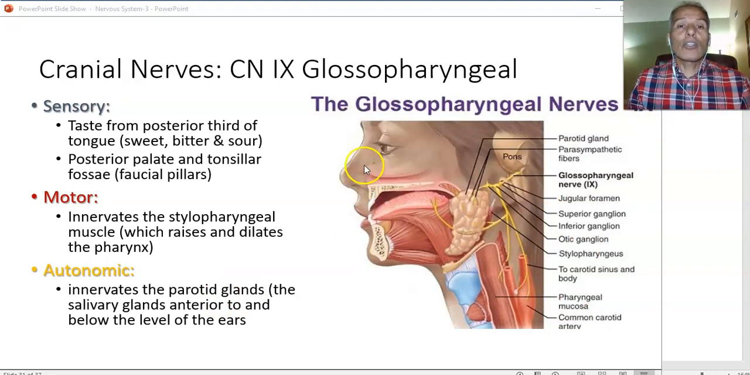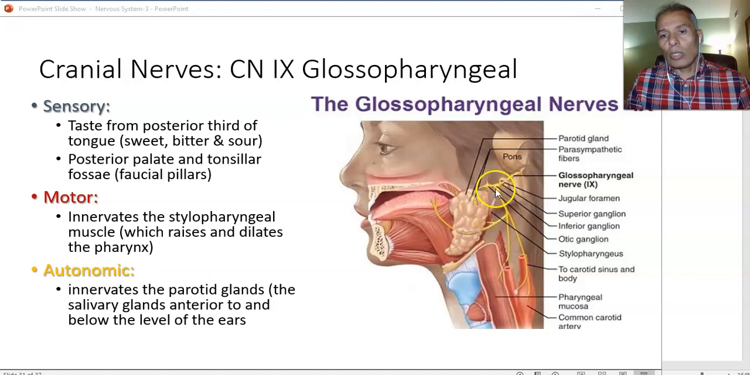The glossopharyngeal nerve. Glossus means tongue. Pharyngeal means pharynx. So the cranial nerve is number 9. It innervates parts of the tongue and the pharynx, as you could see here, especially the posterior part of the tongue. Let me ask you the question. What nerve did we discuss just a few minutes ago that innervates the anterior 2/3 of the tongue? Go back and find out. And this one innervates the posterior 1/3.